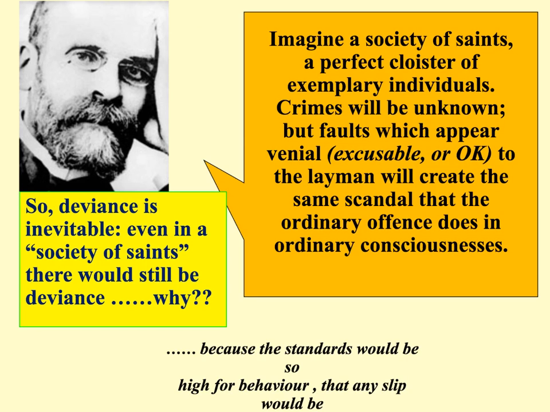Well, Durkheim argued that if we did have a perfect society of saints, of exemplary individuals, crimes will be unknown, but faults which appear venial to us, like excusable, okay, to the layman, the normal person, us, will create the same scandal that an ordinary offence does in ordinary consciousness. So, because of the standards being so high for behaviour in the society of saints, whatever's expected normal, the tiniest slip-up would be seen as deviant.